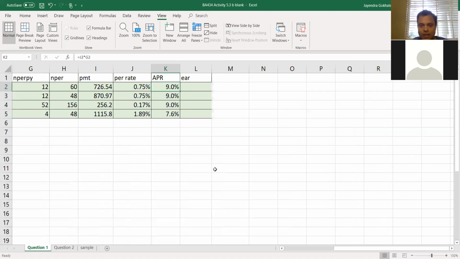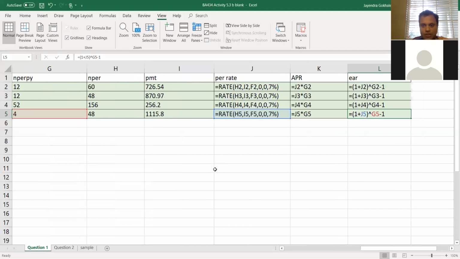Perfect. Next is EAR. Now, I'm going to use not the effect function, but just the conventional way. So one plus the periodic rate to the power of the number of periods per year. Minus one. I apologize. Minus one. That is the answer. Control D, Control D, Control D.